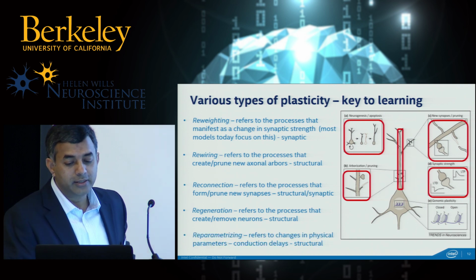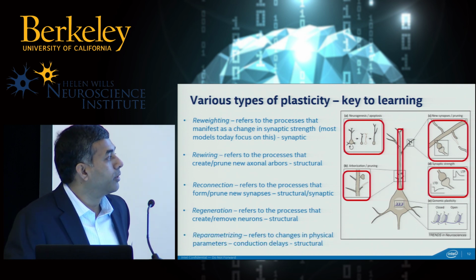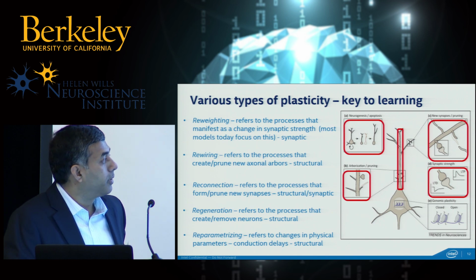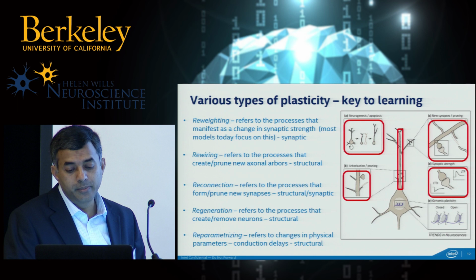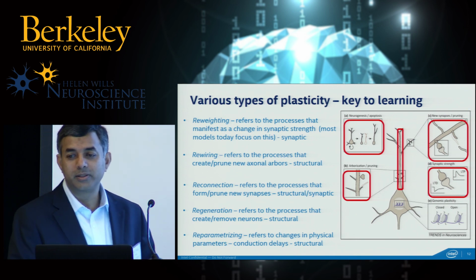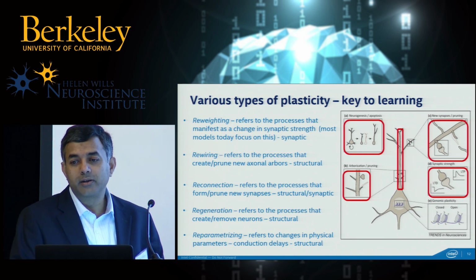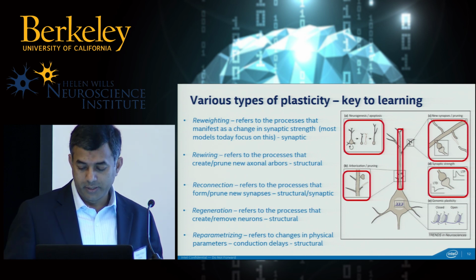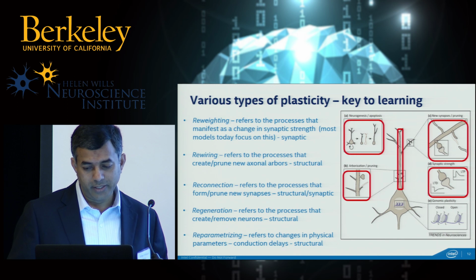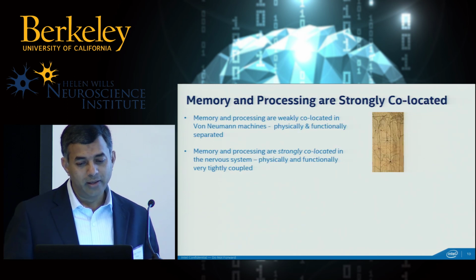And last but not the least, it seems there are new discoveries talking about reparameterization, which basically refers to changes in the physical parameters, for example, conduction delays. There's a beautiful paper by Douglas Fields talking about how the myelination in the axonal arbors can change, causing changes in the conduction delays, the adaptation of the delays itself, which is another interesting variation to the whole story we know about.